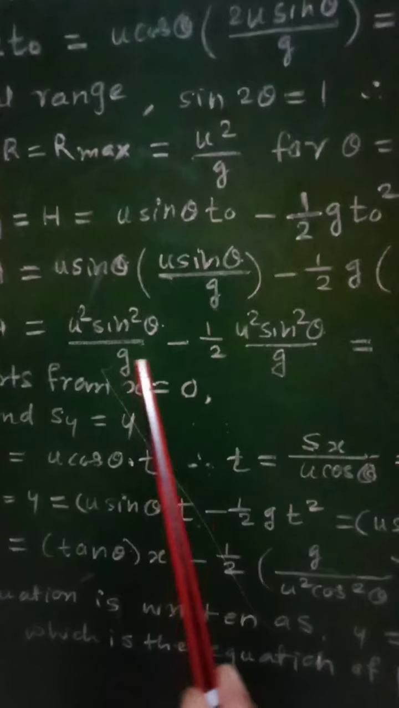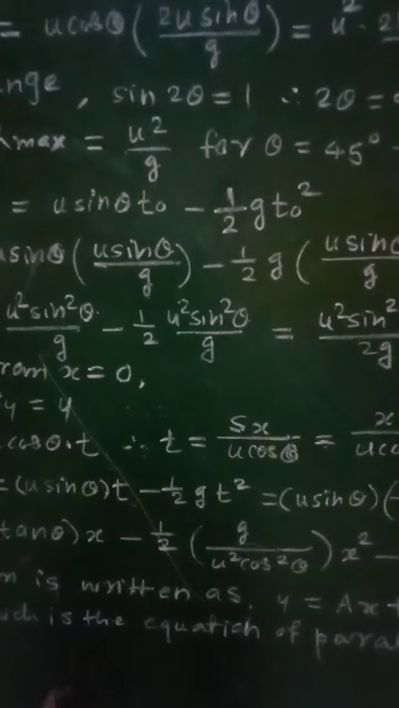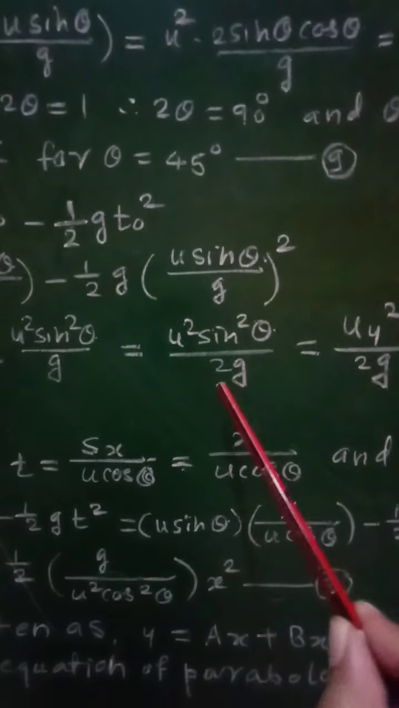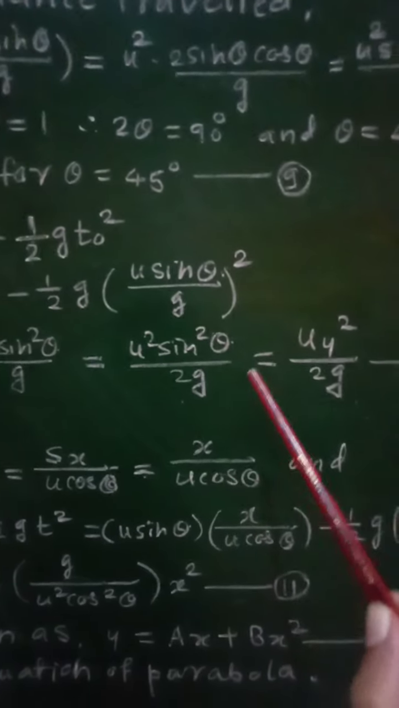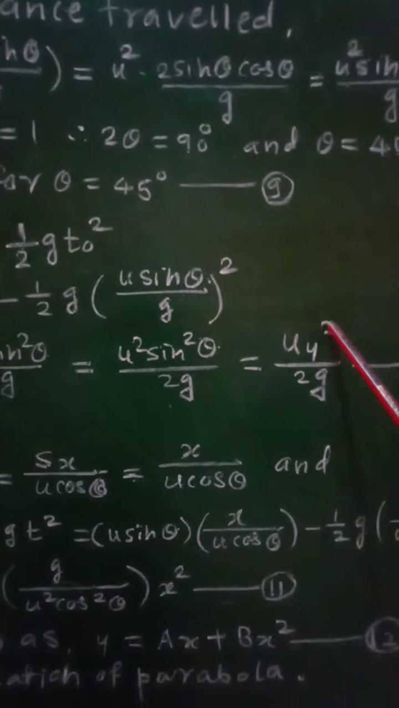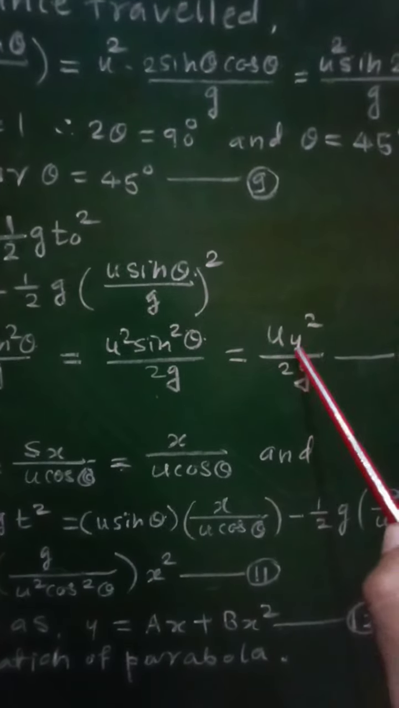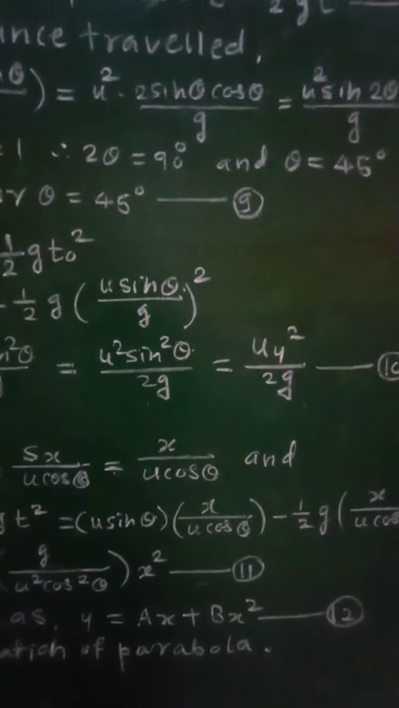So here, one u square sin square theta upon g minus half u square sin square theta upon g will be equal to half of u square sin square theta upon g, and therefore it will be written as u square sin square theta upon 2g. It will be equal to uy square upon 2g, because u sin theta is uy, equation number 10. So this equation will give us the maximum height attained by that projectile.